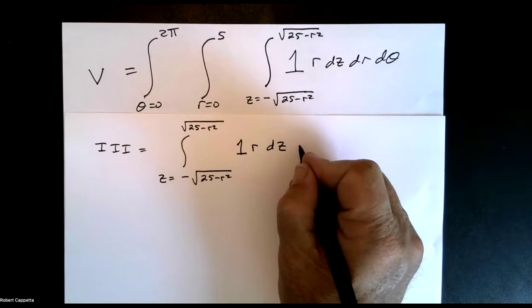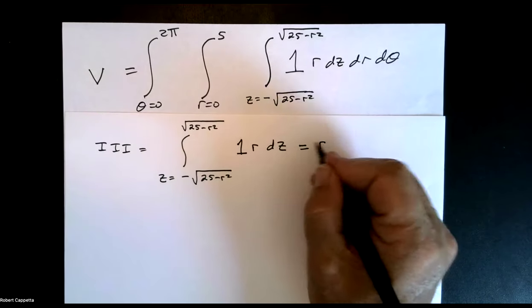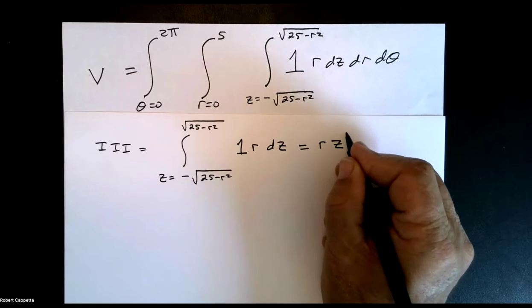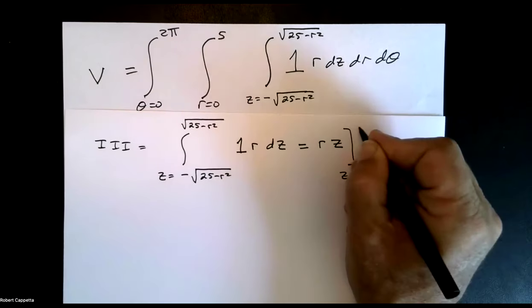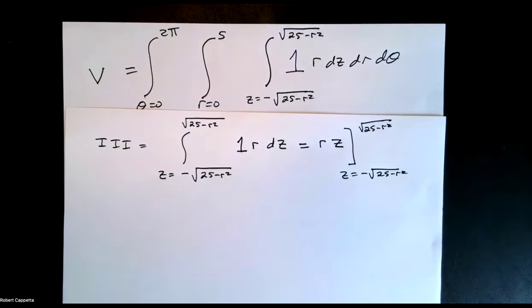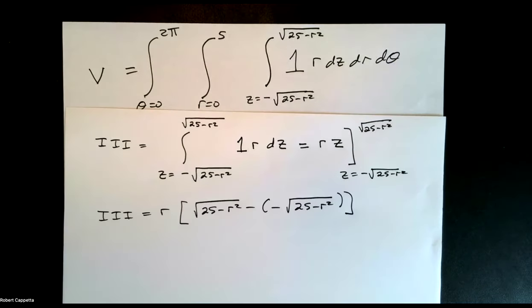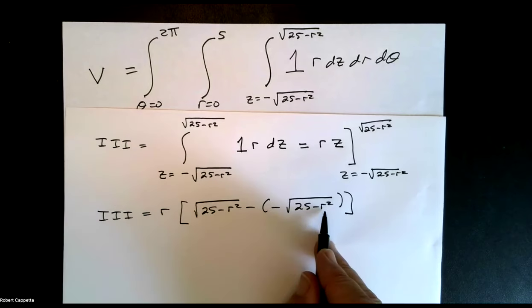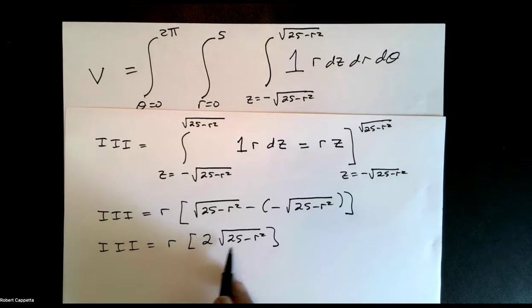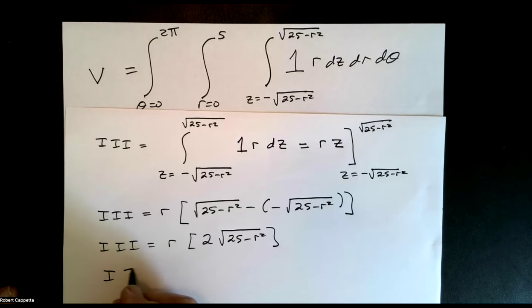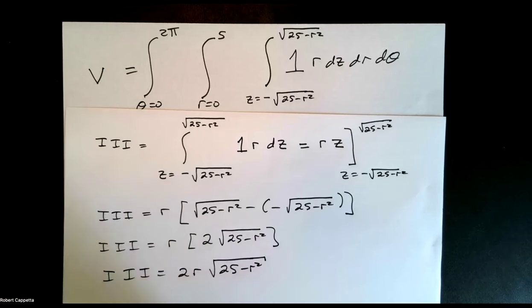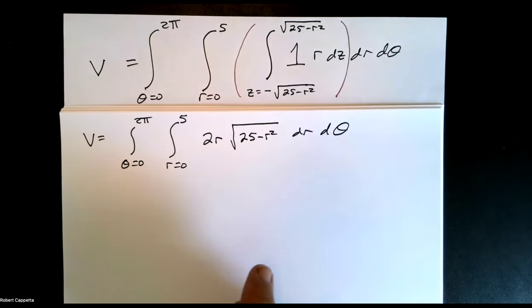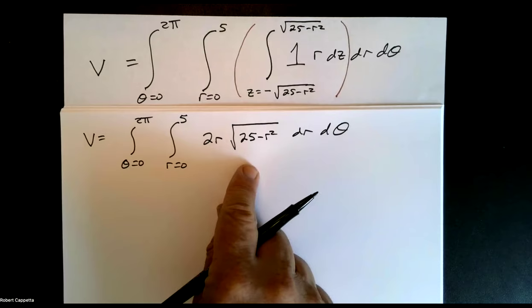So the antiderivative there, of course, would be just rz, because r is perceived as a constant. Integral of 1 dz is just z, as z goes from negative root 25 minus r squared to root 25 minus r squared. So my integral becomes root 25 minus r squared minus negative root 25 minus r squared, which of course is just 2 times root 25 minus r squared times r, so that my innermost integral will be 2r times the square root of 25 minus r squared. So let's go ahead and substitute that: replacing the innermost integral with our 2r root 25 minus r squared, dr d theta with those endpoints.